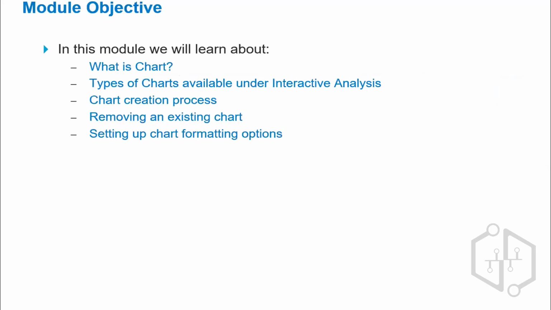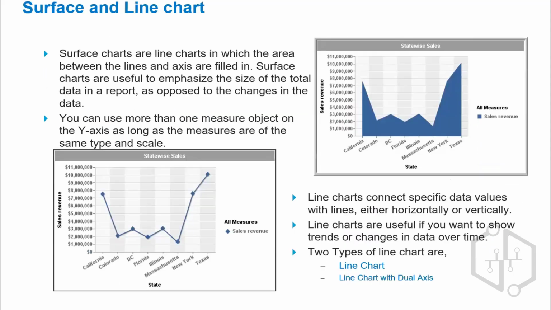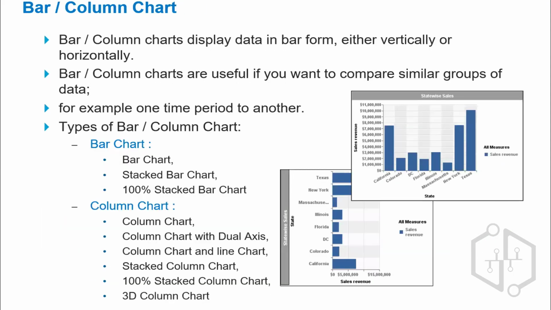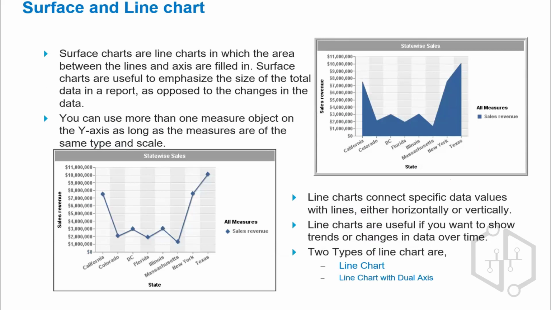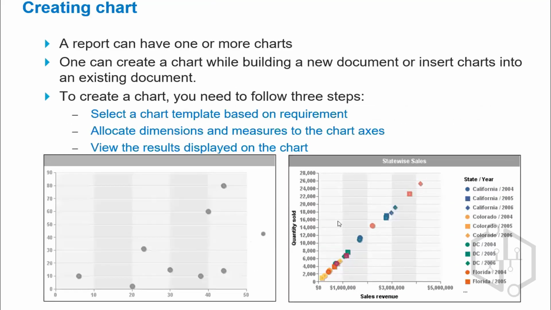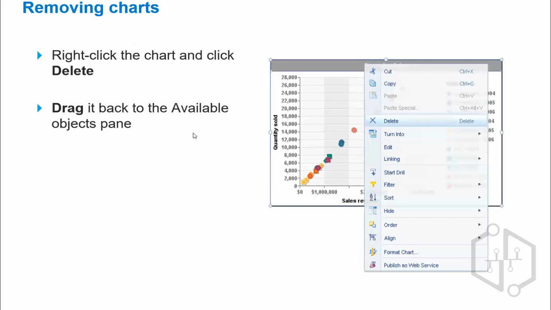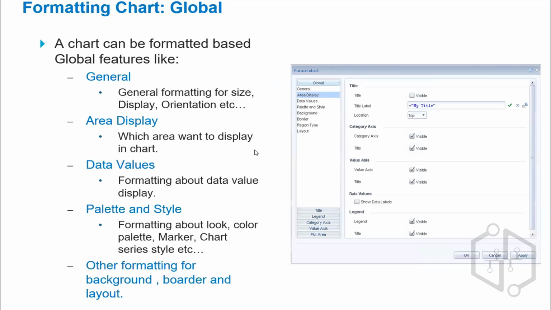After that, we have covered what types of charts are available in Web Intelligence and how we can create them, like bar chart, column chart, surface and line chart. This line chart is like a point-wise chart. Surface is a filled-up one. Pie charts, point and radar charts. So we covered how we can create charts or turn a table into a chart. Removing it is the same procedure as removing tables. These are the several formatting options of the charts.